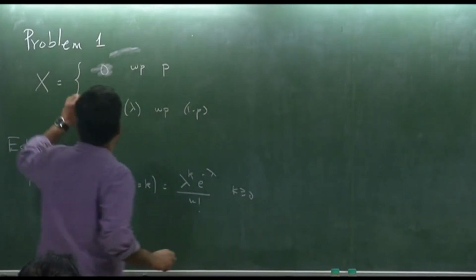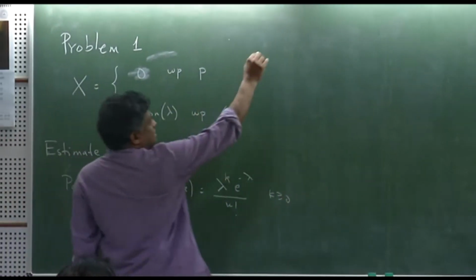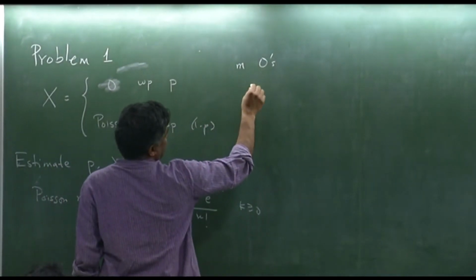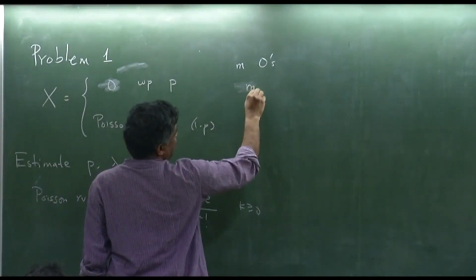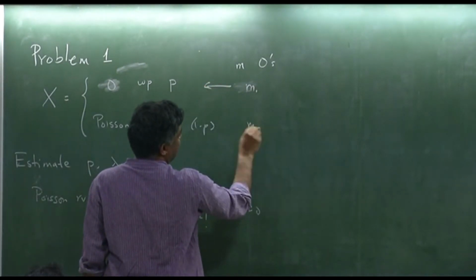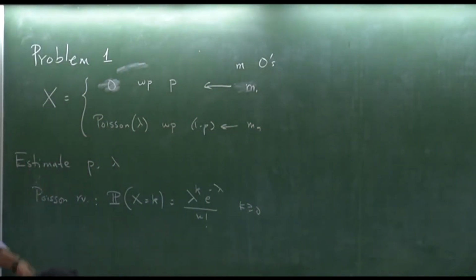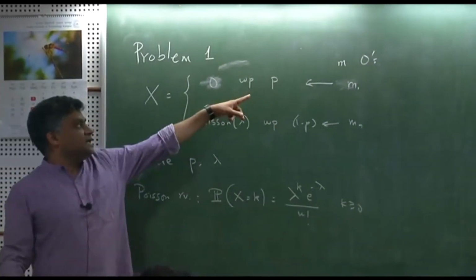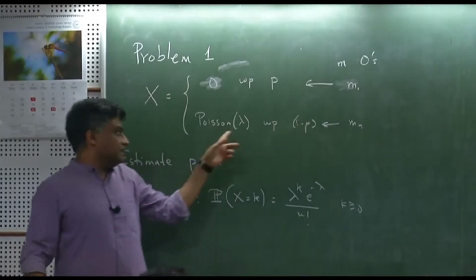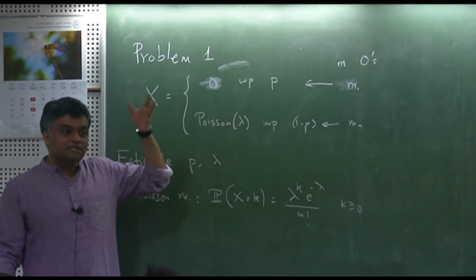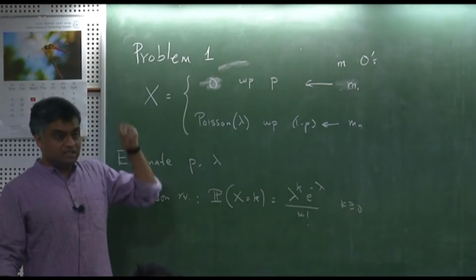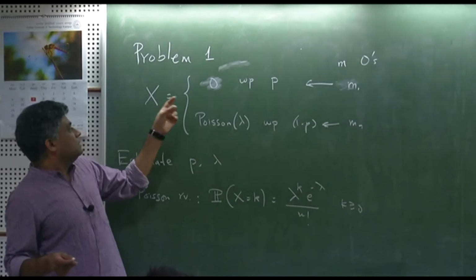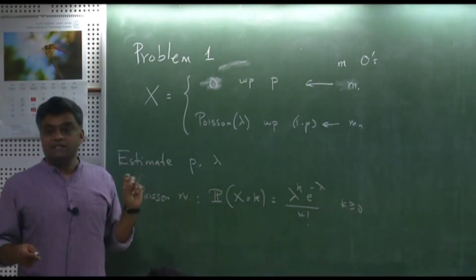If I tell you that out of the m zeros that you saw, some, let's say, m1 came from here and m2 came from there, then again my life is easy, because now I'll know exactly what to do. This m1 will give me an estimate of p. That m2 I can plug in over here and get an estimate of lambda. So basically the problem now is to take the zeros and split them into two halves, one that came from this side and another one that came from that side.